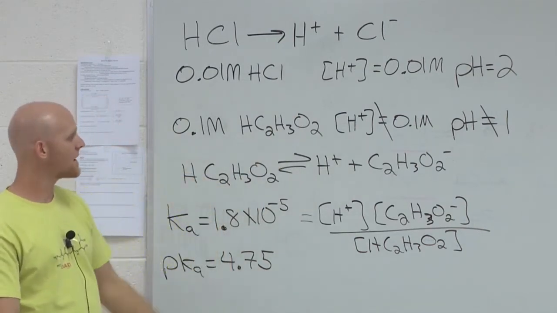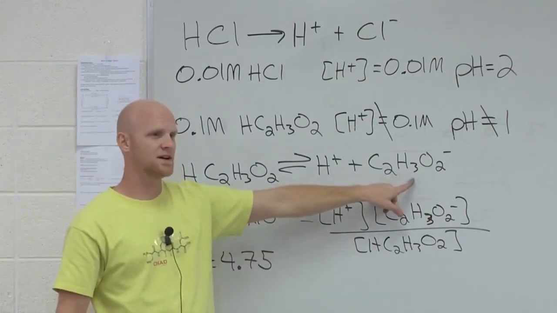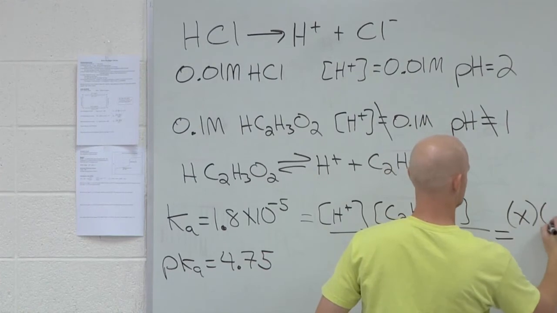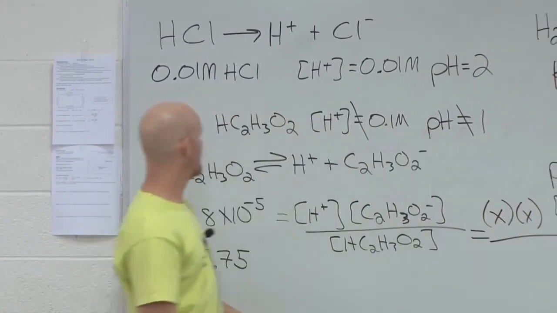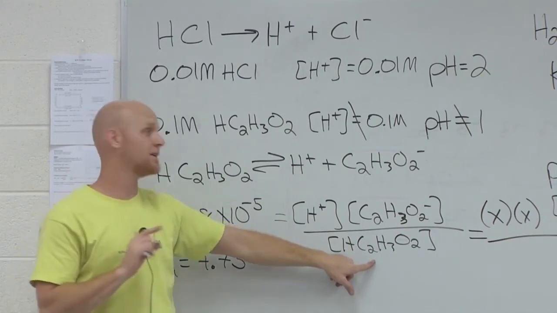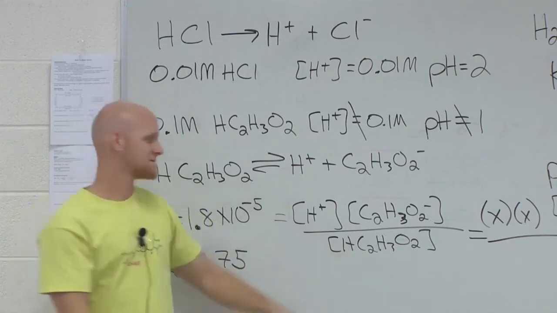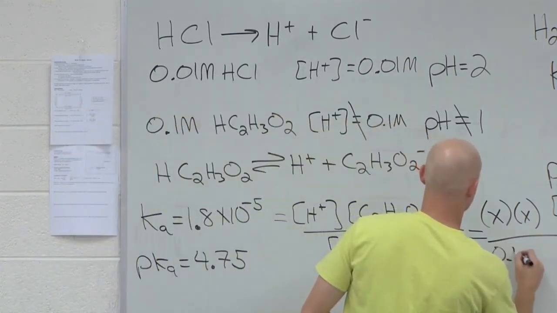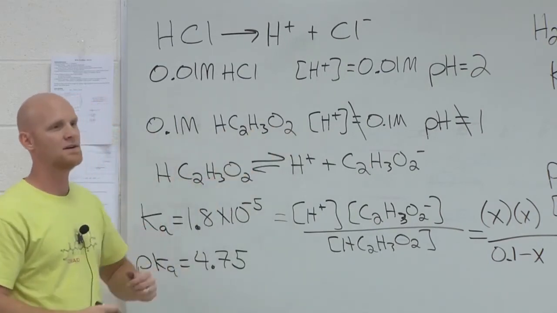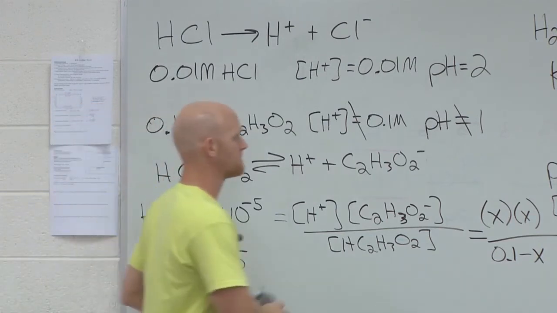If it happens X number of times, what concentration of H plus do you get? X. Sweet. What concentration of acetate do you get? X. And if you started out with a 0.1 molar solution of acetic acid, how much will be left after this reaction happens x times? 0.1 minus x. Every time it happens, I lose 1. So if it happens x times, I lose x amount. That was essentially those ice tables you did in Gen Chem, right?